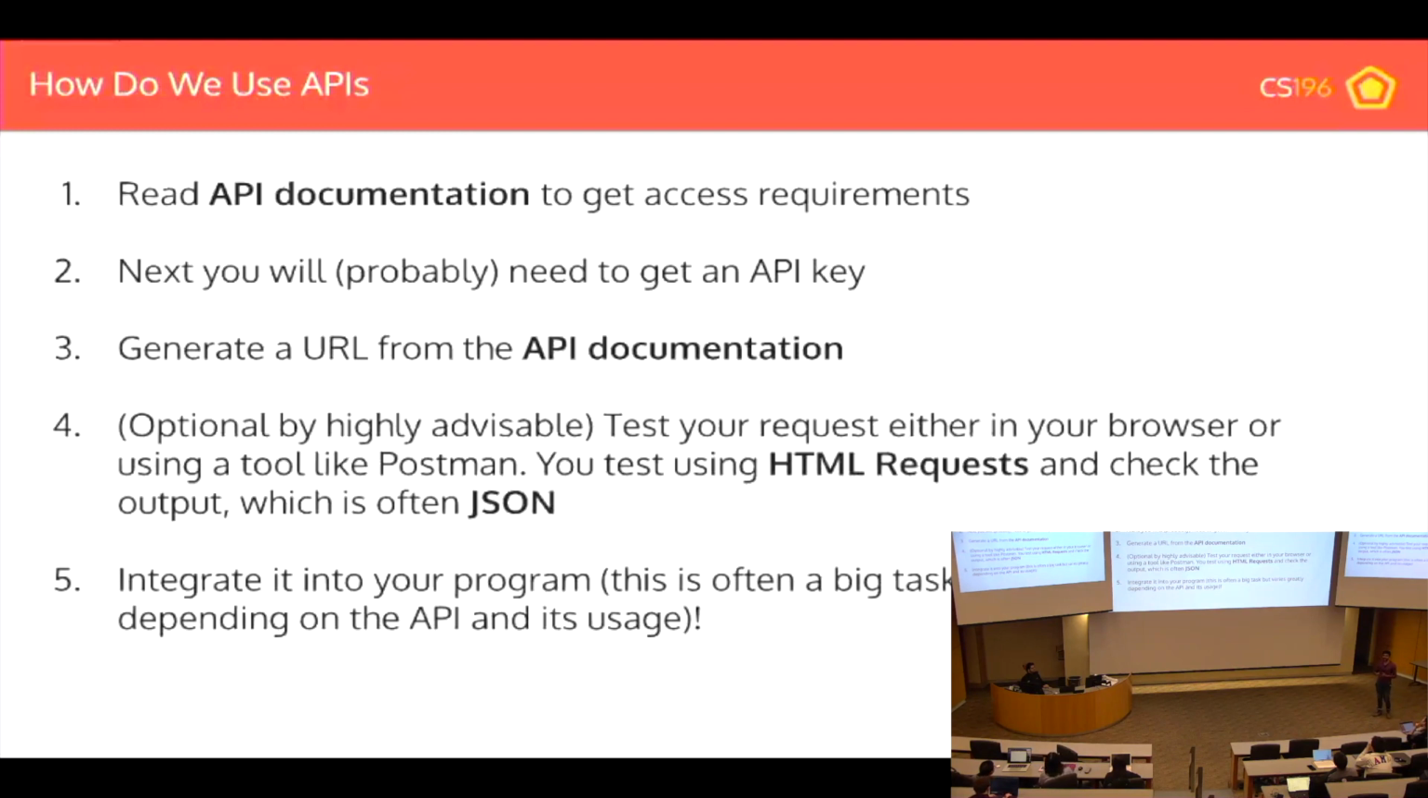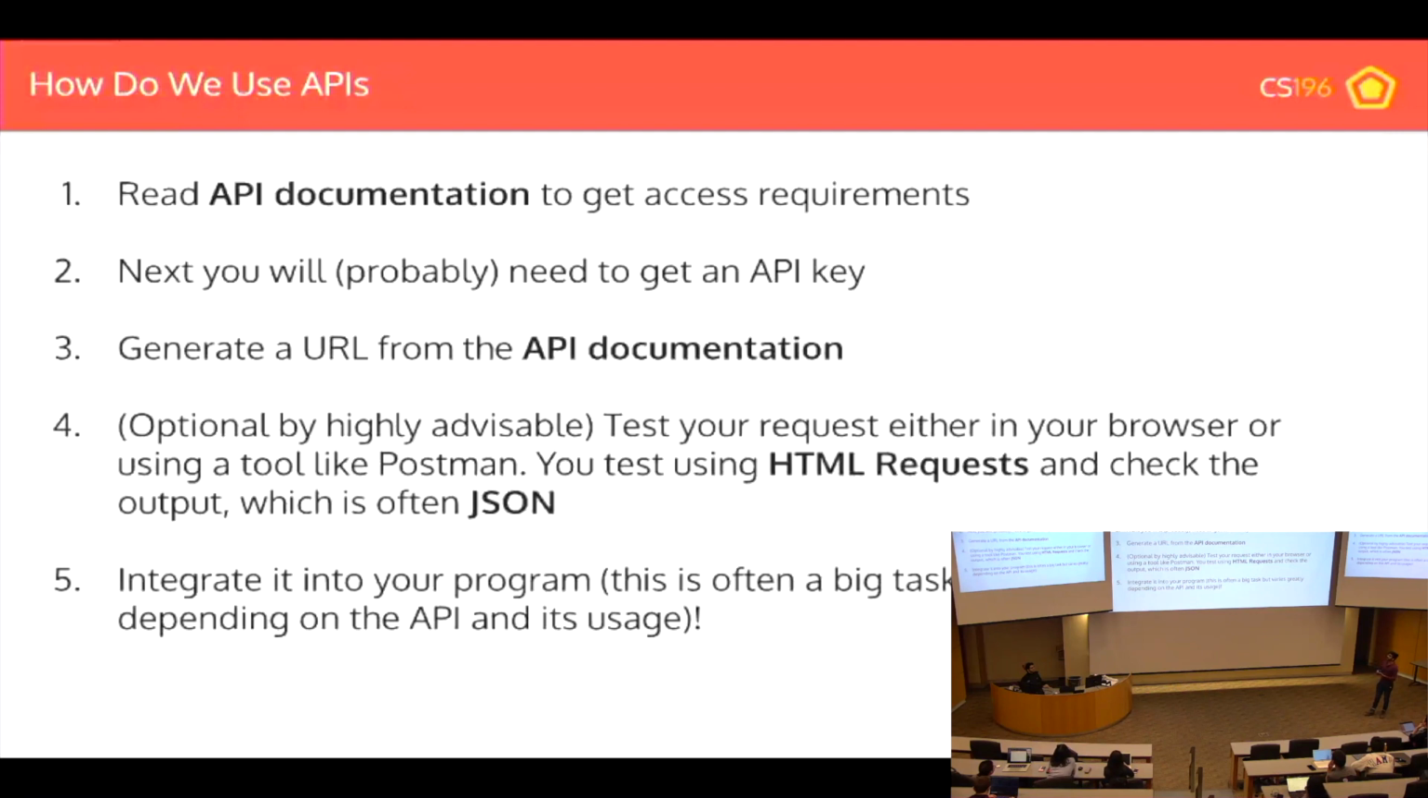So often APIs will ask you to uniquely identify yourself so they know who you are. This is so that if you paid for the service, you get exactly what you paid for, or if you're an anonymous user, you're not going to abuse their systems and DDoS them or crash their systems. So you'll probably need to get an API key.